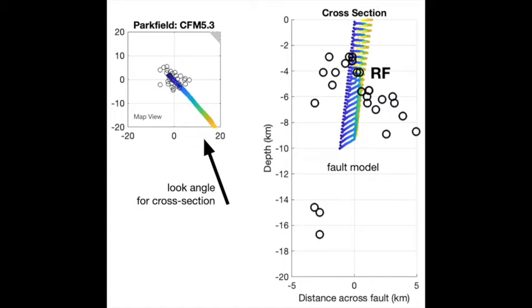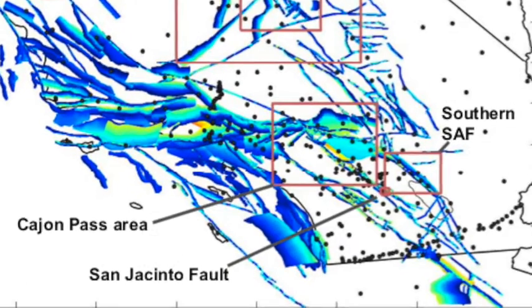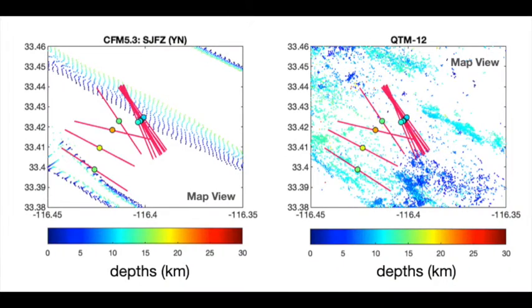We propose that the RFs see slightly shallower dipping ferro-long fabric, but we don't know why their depths dip away from the surface fault. Now, let's zoom into the San Jacinto Fault. This map shows the CFM 5.3 fault model, dots color-coded by depth, and the RF locations, circles, also color-coded by depth. The red bars indicate the RF strikes.